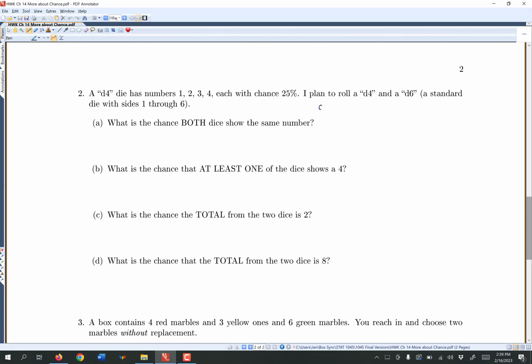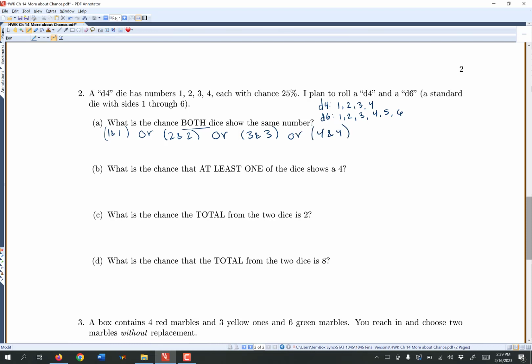Well, let's just write it down here for us. A D4 has the numbers 1, 2, 3, and 4. And a D6 has a 1, a 2, a 3, 4, 5, or 6. So to actually get both dice to show the same number, what does that mean I have to do? Well, that means I have to get a 1 and a 1, or I have to get a 2 and a 2, or I have to get a 3 and a 3, or I have to get a 4 and a 4.